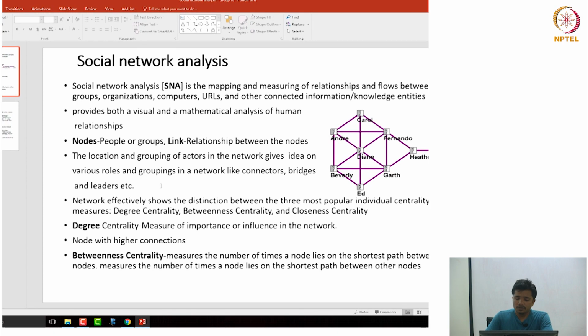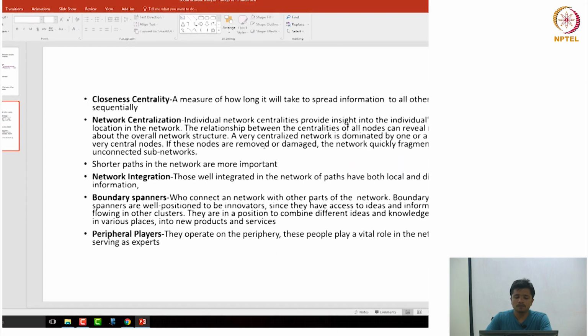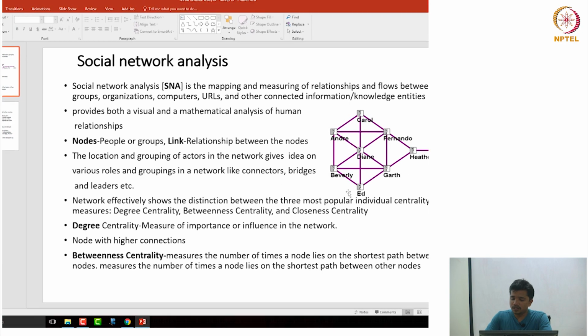Betweenness centrality measures the number of times a node lies on the shortest path between other nodes. It means that in this figure, Fernando and Gareth have the shortest distance to communicate with the other members in the network. Closeness centrality measures how long it will take to spread information to all the nodes. From the figure, we can see that Heather, Fernando and Gareth will take the least distance to spread the information in the network.